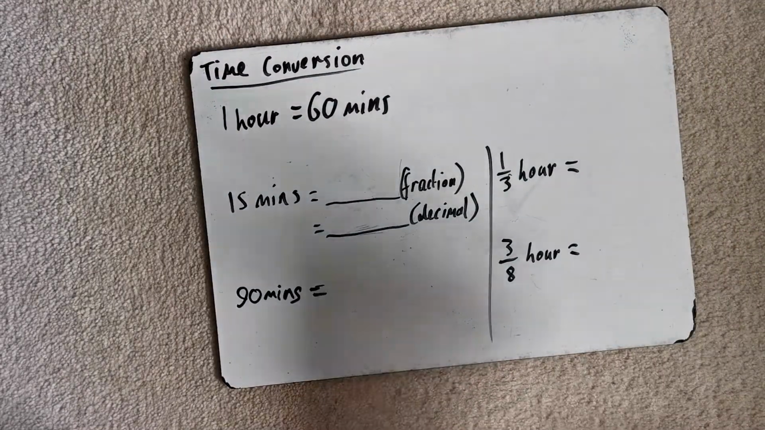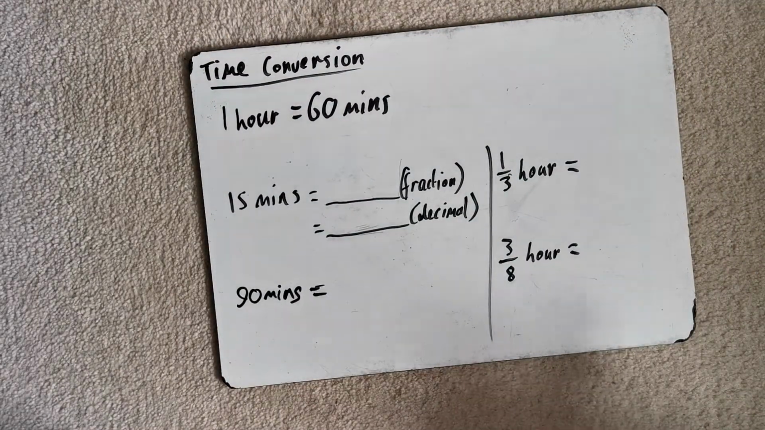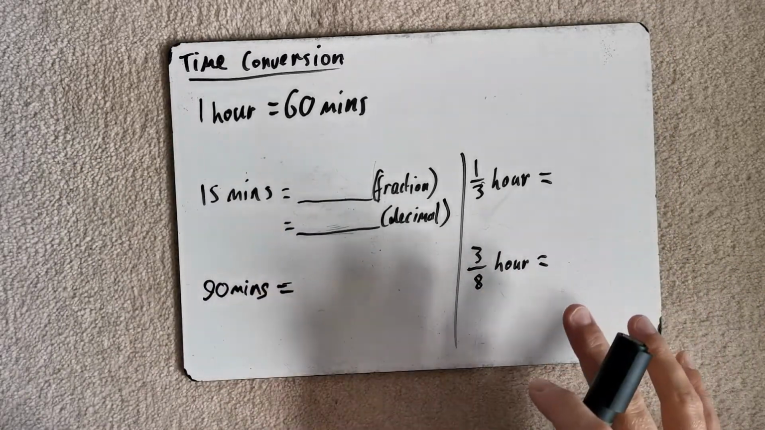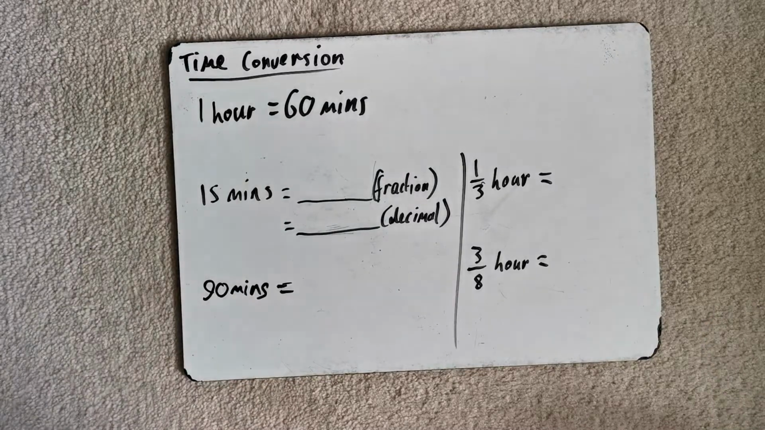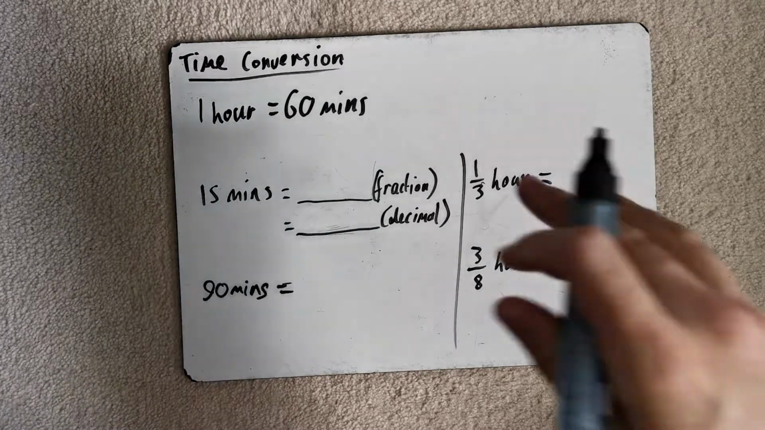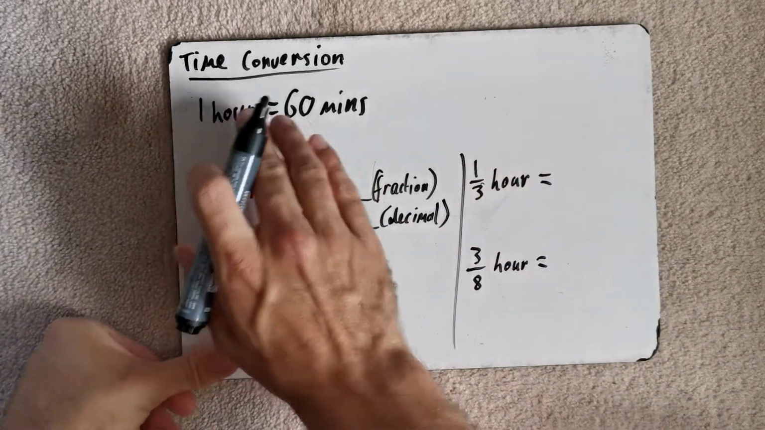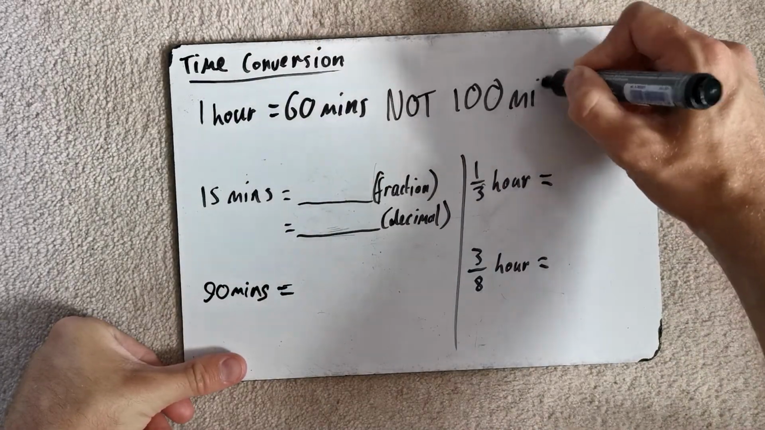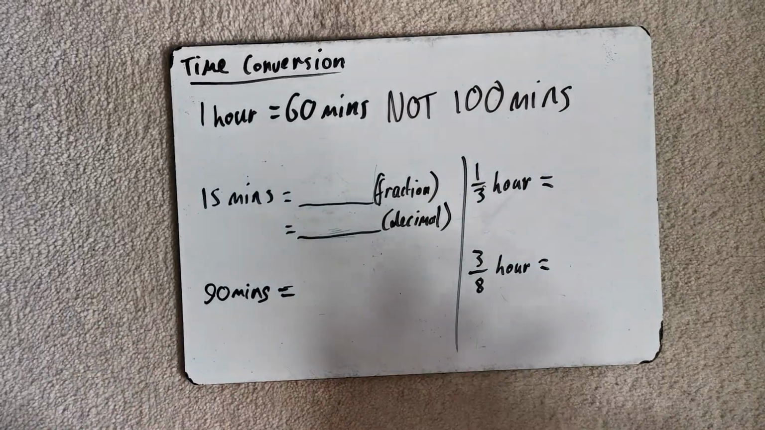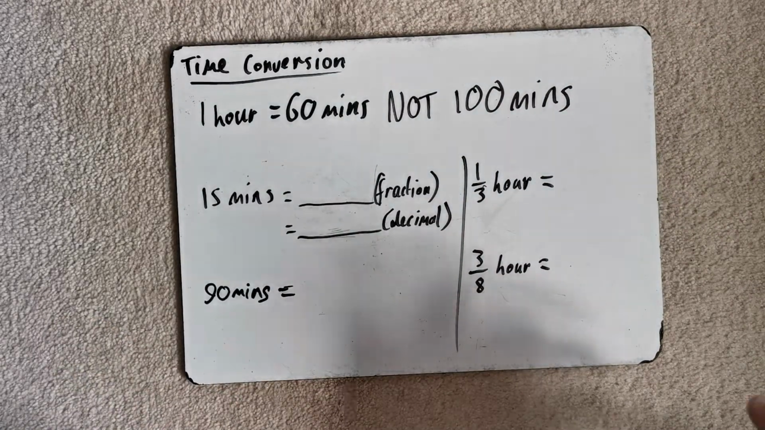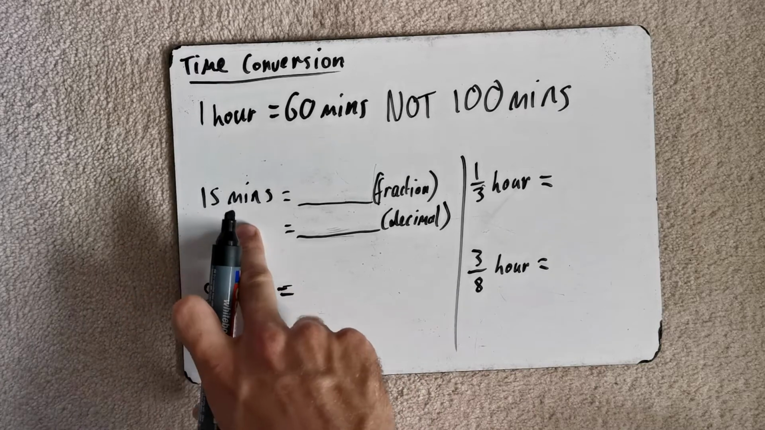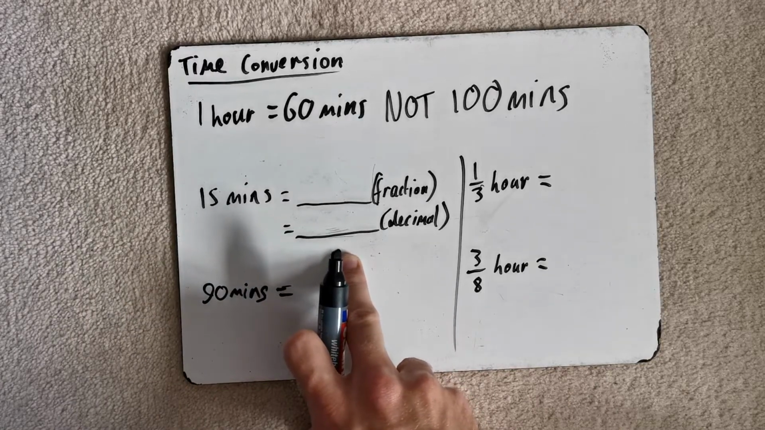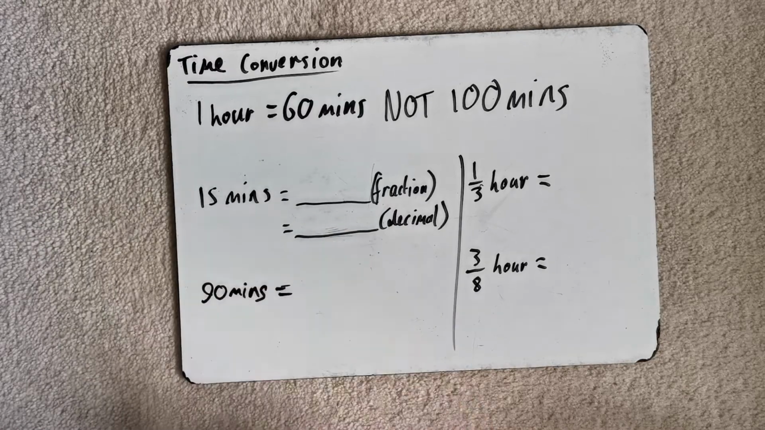Okay, new topic: speed, distance, time. First of all, quickly go through some time conversion. This is pretty simple, pretty straightforward, but I just need to go through it because remember, 1 hour is 60 minutes, not 100 minutes. Because still in year 11 people make that mistake. Because 15 minutes, people still put that as a decimal as 0.15 hours. That is not correct, remember, okay?